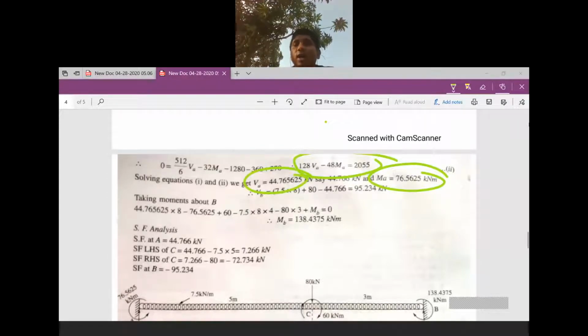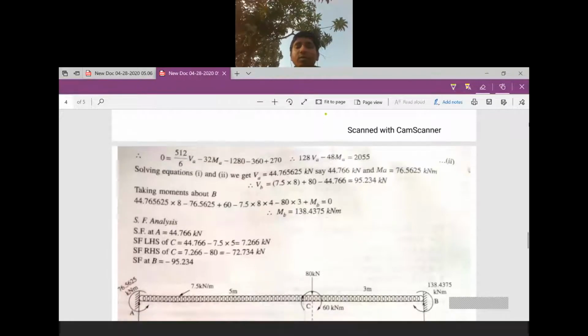After that, you calculate upward forces is equal to downward forces. Sigma Fy is equal to 0, and you get the value of VB. Understand? Do you understand? The same process as the previous problem. After that, you calculate MB, which means moment about B.